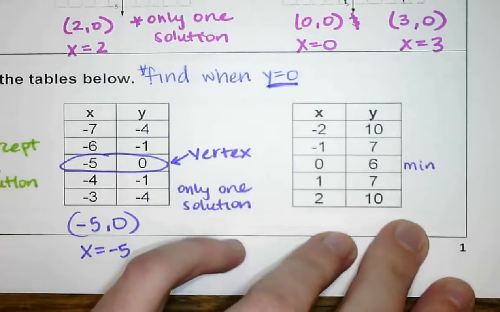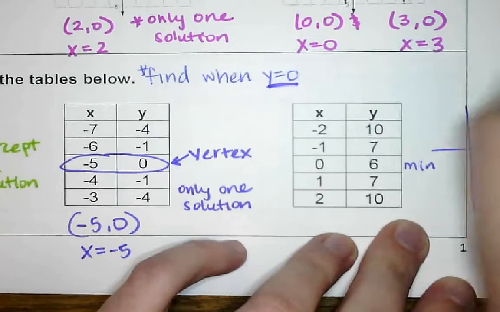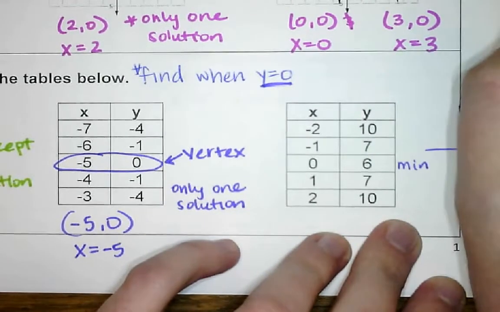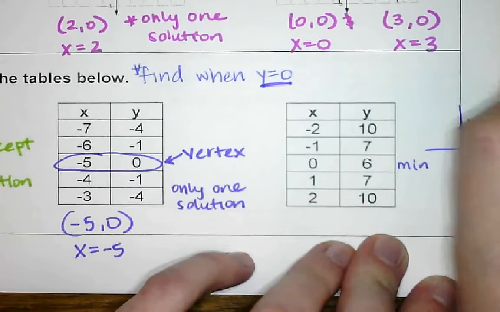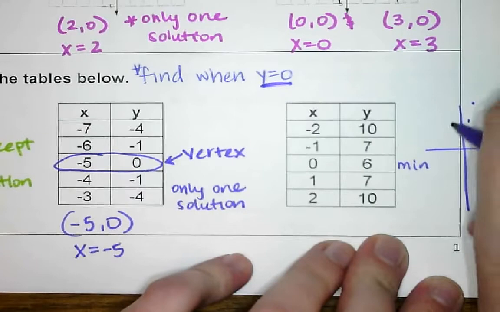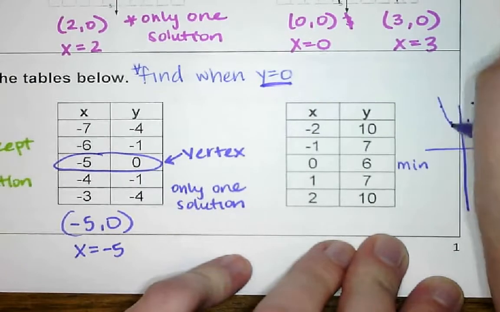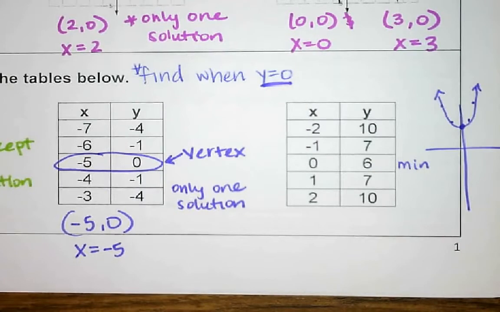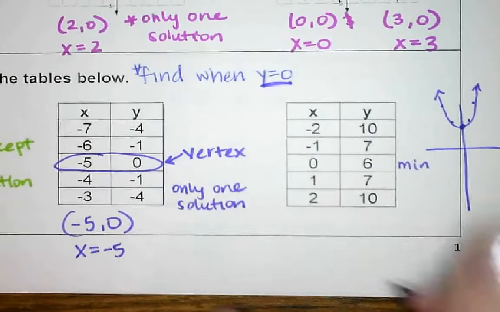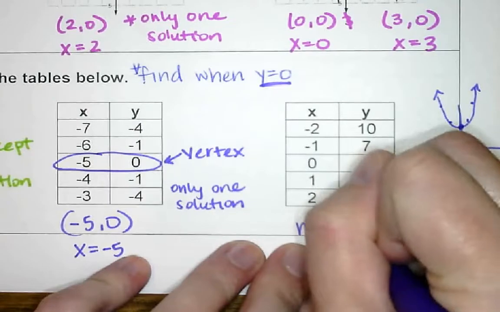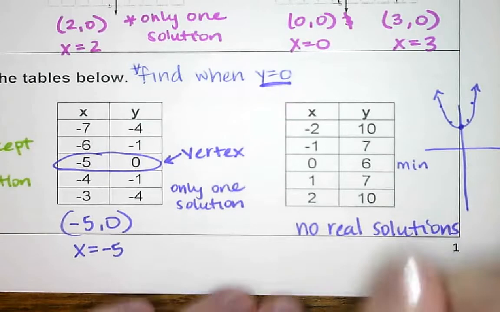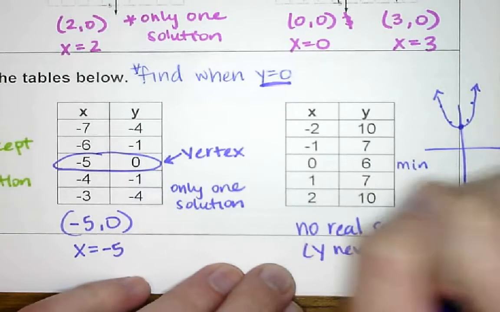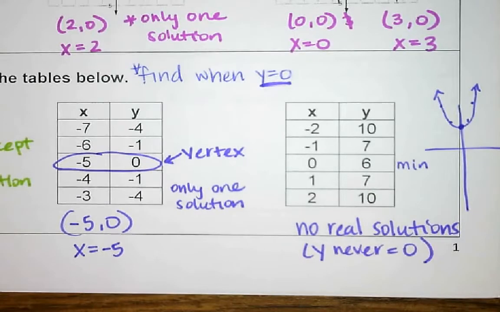So if that's your minimum, your vertex or your minimum value, if I actually sketched a little graph of this over on the side here, 0, negative 6, 1, 7, 2, 10, just real loose. If I graphed this, it would never hit my x-axis, right? So guys, there are no real solutions in this case, because y never was equal to 0. There's no x-intercepts. If there's no x-intercepts, there can be no real solutions. Do y'all feel good about that?